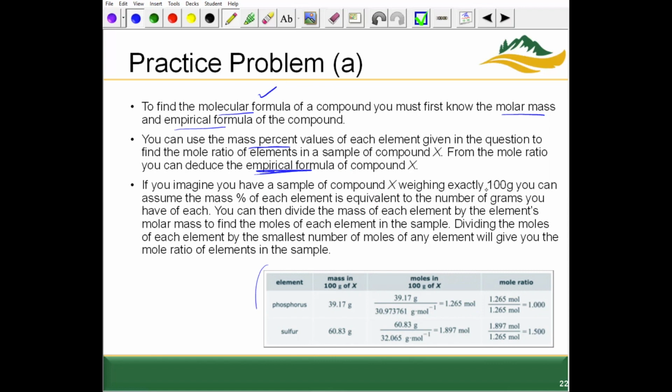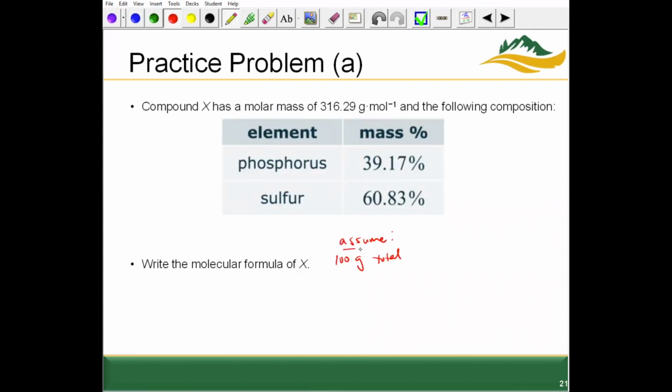We're going to, again, use this convenience factor of assuming 100 grams total. So let's go ahead and execute this part now. So we're going to assume 100 grams total. So the first thing we need to do, following steps from the last example we went through, we want to find 39.17% of 100 and 60.83% of 100 grams.